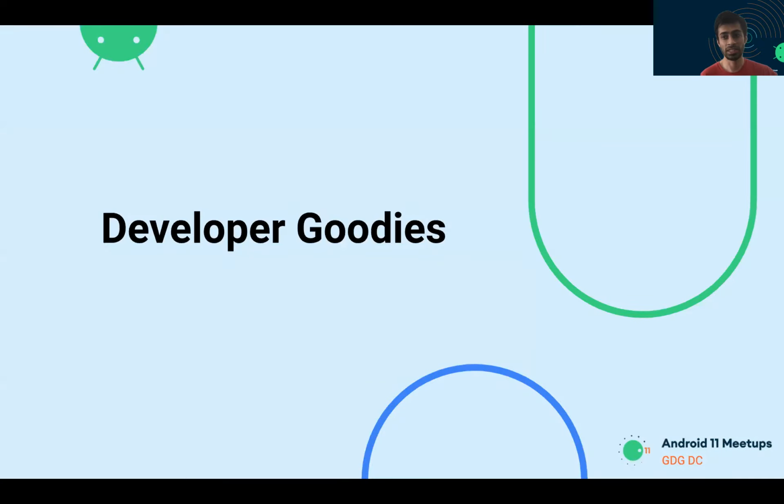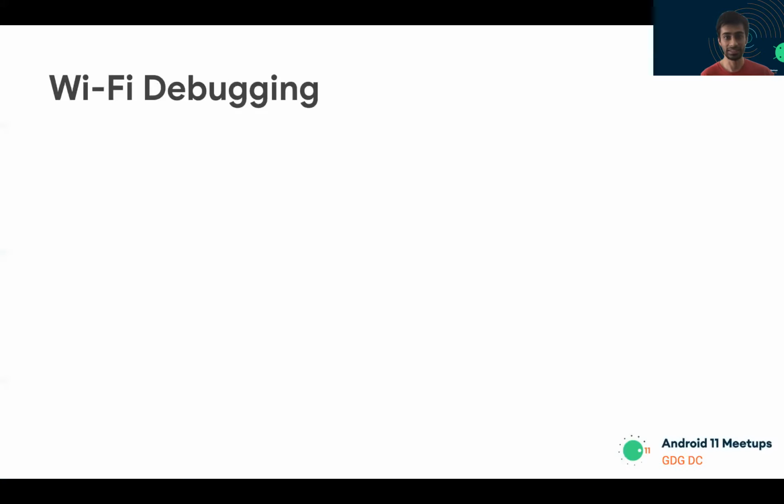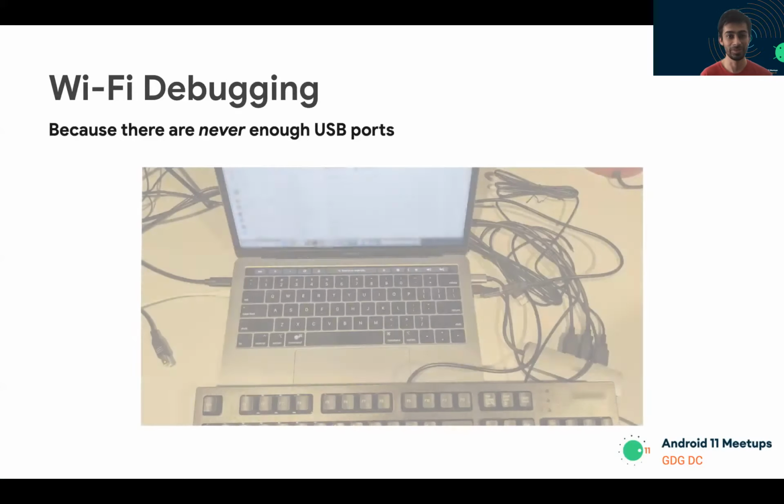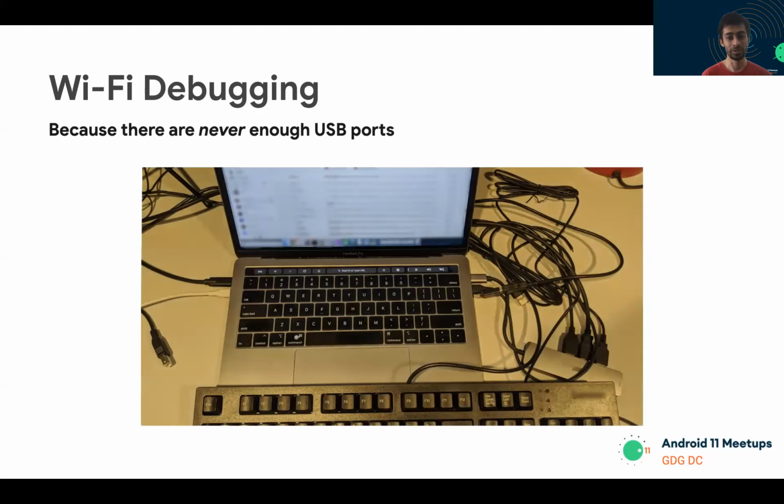All right, now we're going to jump more into the developer side of things that came with Android 11. First up is Wi-Fi debugging. One of the main issues that I run into all the time, especially with the new MacBooks, is that there aren't enough USB ports. Using a hub is a solution, but Wi-Fi debugging is even better. With Android 11, you can connect your device and computer on the same network, and then debug over Wi-Fi.